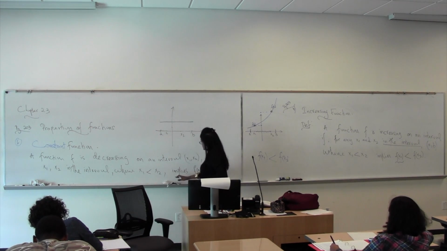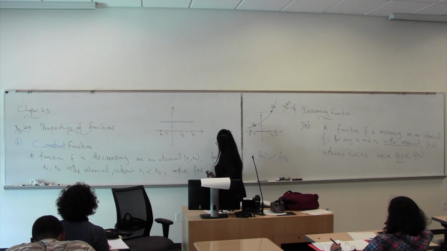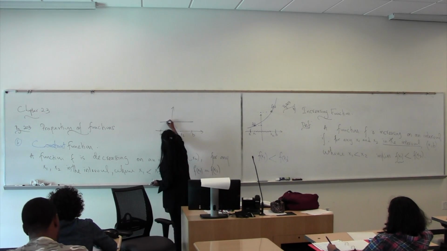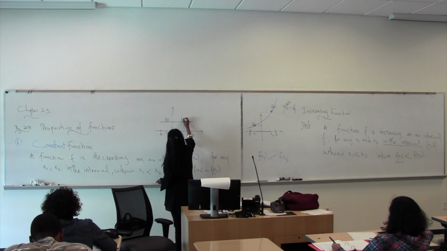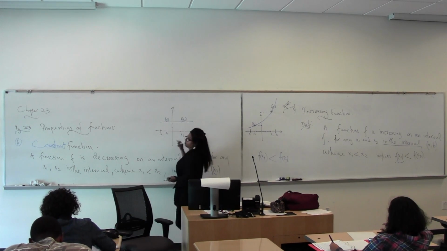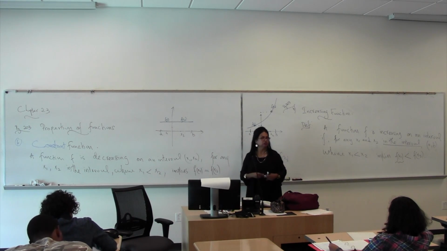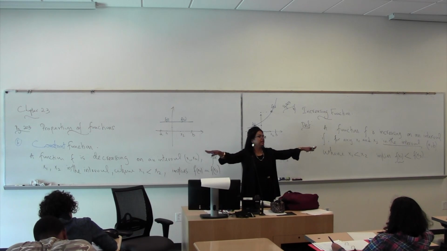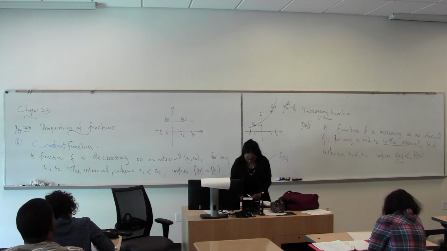X value is increasing, particular y values are the same. So if you take f of x1 and f of x2, these two are the same. F of x1 is the same as f of x2. Okay? So we know a straight line, a horizontal line, is a function. Right? Okay, so we discussed this.